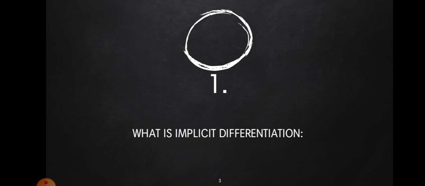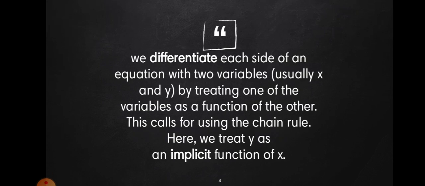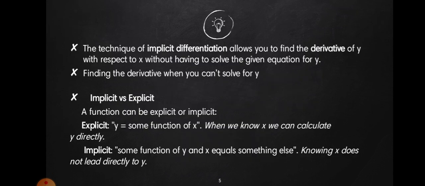So, what is implicit differentiation? Implicit differentiation differentiates each side of an equation with two variables, usually x and y, by treating one of the variables as a function of the other. This calls for using the chain rule. Here we treat y as an implicit function of x.